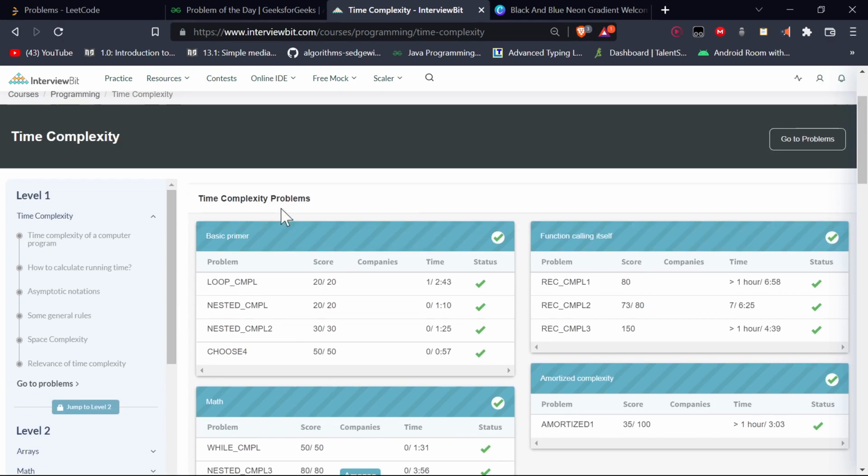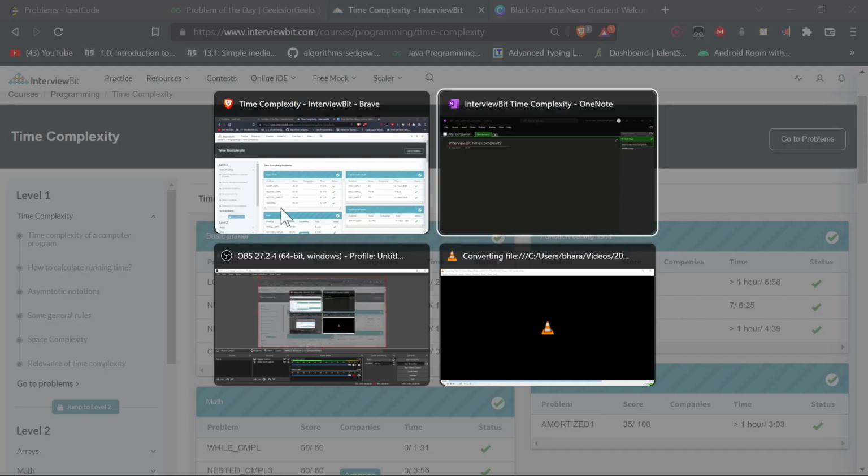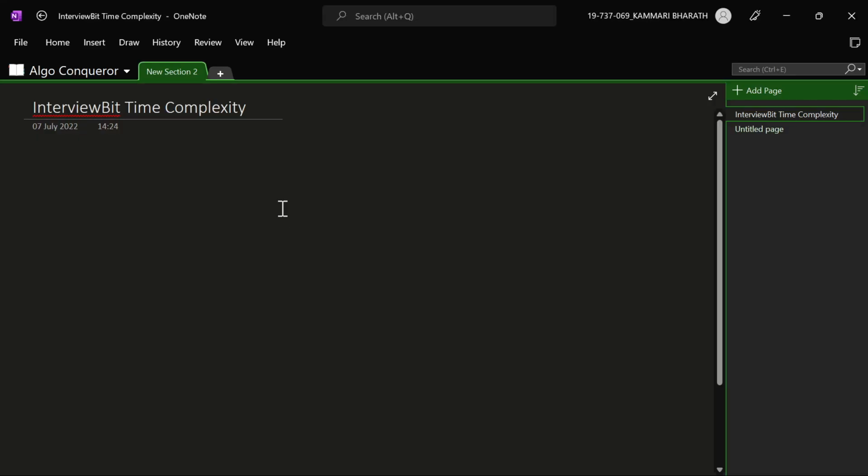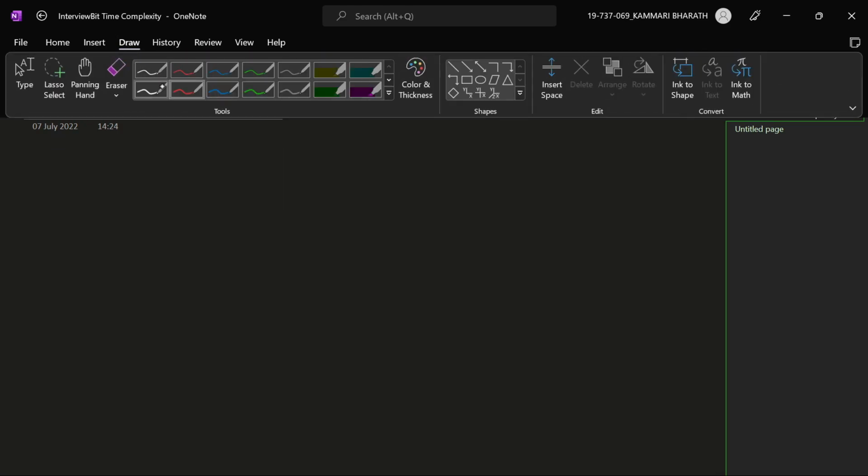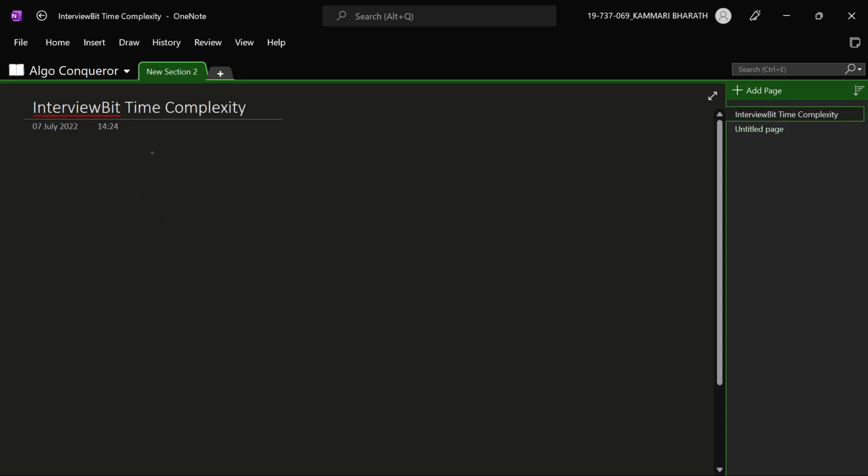But before doing this, let me tell you some basic things about time complexity. How do you calculate the time complexity of an algorithm? So you basically have to calculate the number of instructions executed while running a function or an algorithm.